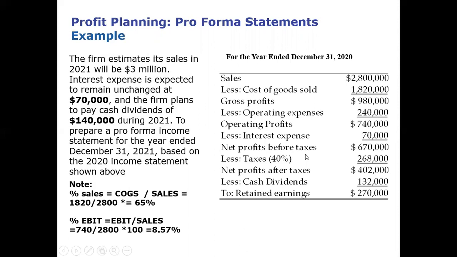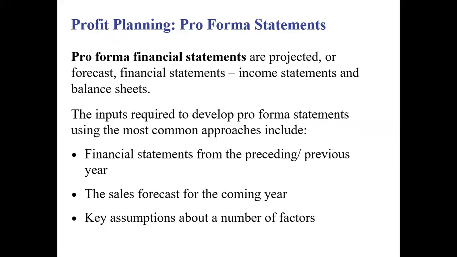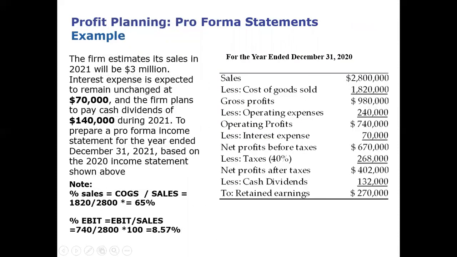So this is the previous, and he was asking me to prepare the estimate for the year 2021, which is expected to be 3 million. So this is the first assumption that we have just mentioned. We need to have first the previous preceding financial statement, and then the forecast and the assumptions. So if you see here in this slide, you will have the previous financial statement for 2020, and the expected sales, and then he said to pay attention that the interest expenses are expected to remain unchanged, and the firm plans cash dividends of 140 during 2021.